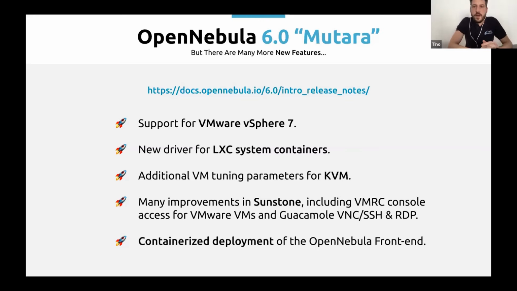Related to that, we also added support for Guacamole. If you used older versions of OpenNebula, you noticed that we were using a Python proxy called NoVNC to proxy the console access. But now we have added also the possibility to use Guacamole, which provides an enhanced experience in VNC and also adds the possibility, within Sandstone, to activate SSH and RDP connections to your VM.